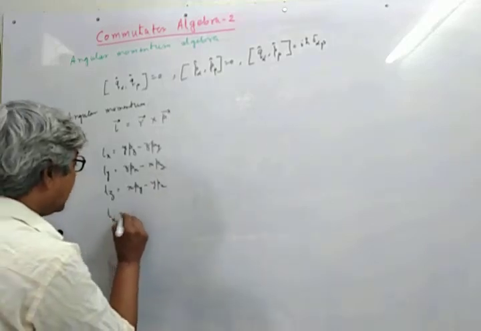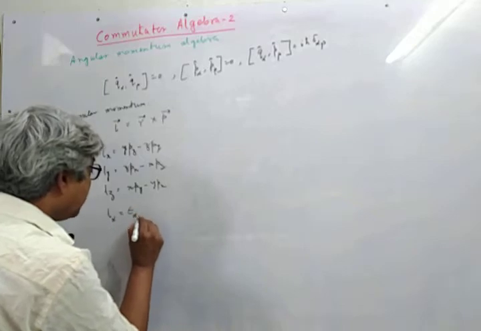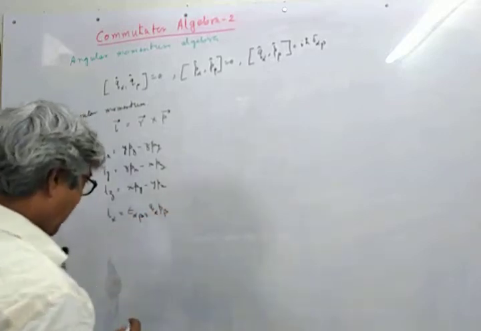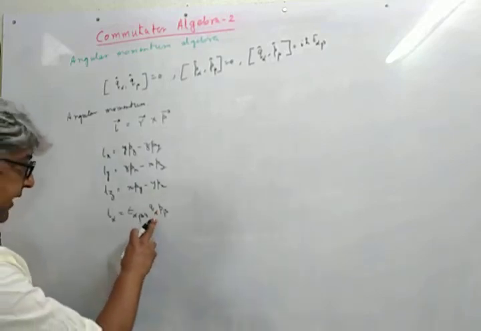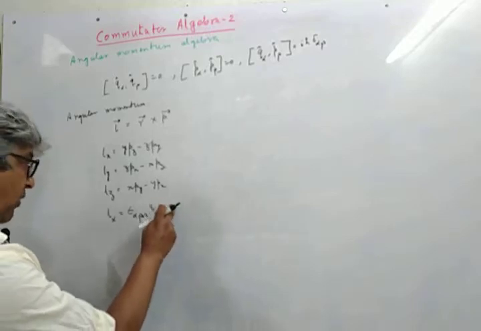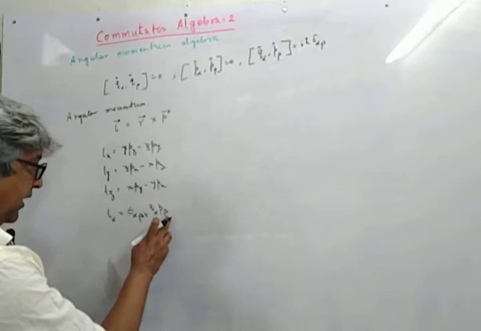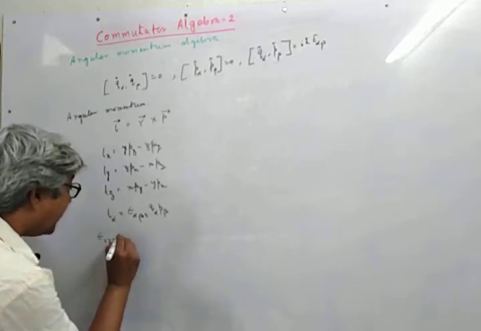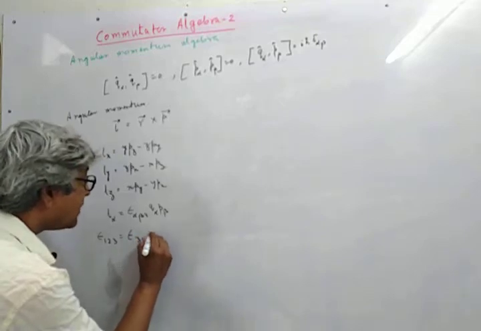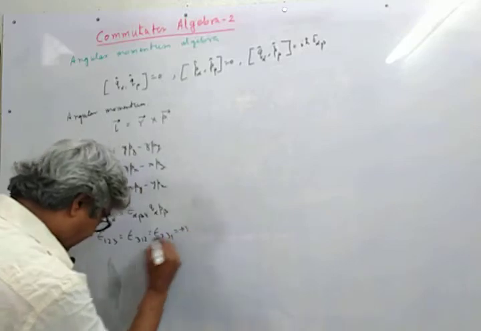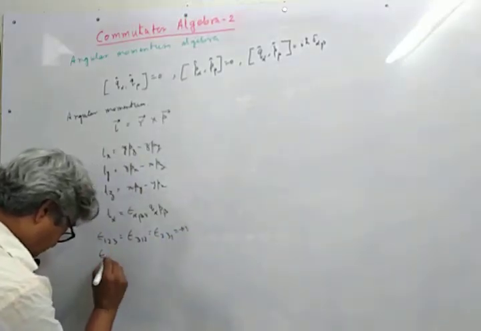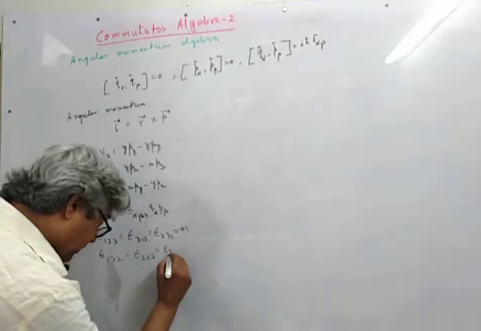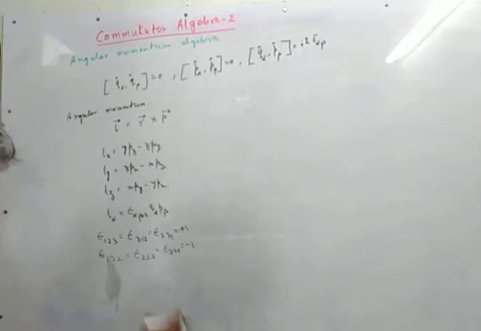In general, we can write L alpha is equal to epsilon alpha beta gamma q beta p gamma, where q1 means x, q2 is y, q3 is z, p1 is Px, p2 is Py, and p3 is Pz. And epsilon, the Levi-Civita tensor, is defined like this. Epsilon 1 2 3 is equal to plus 1, and epsilon 1 3 2 is equal to epsilon 2 1 3 is equal to epsilon 3 2 1 is equal to minus 1.